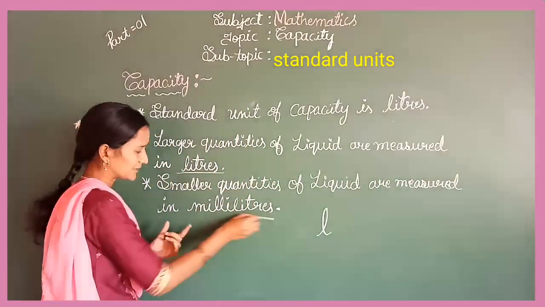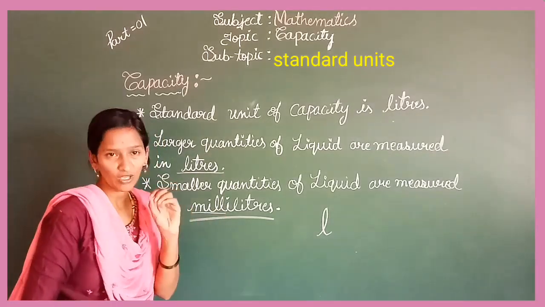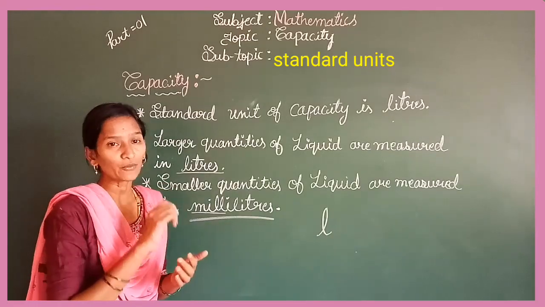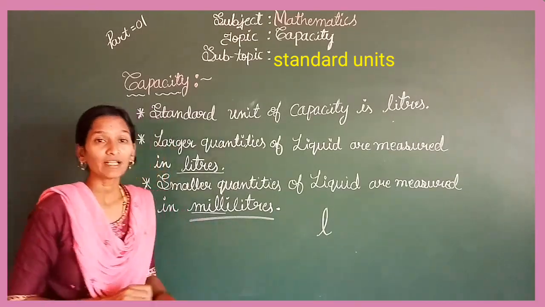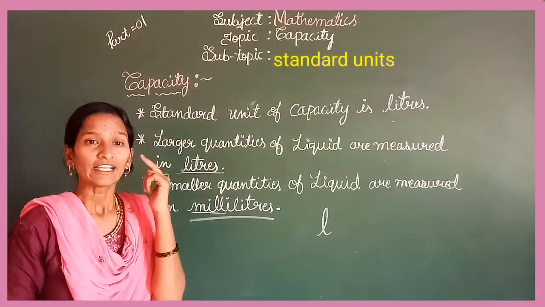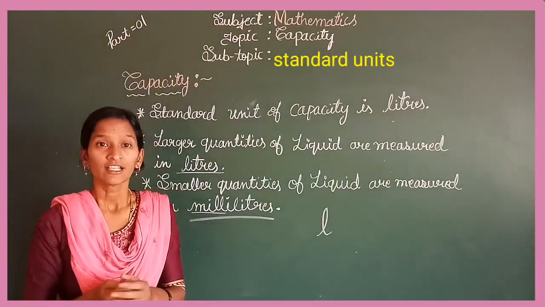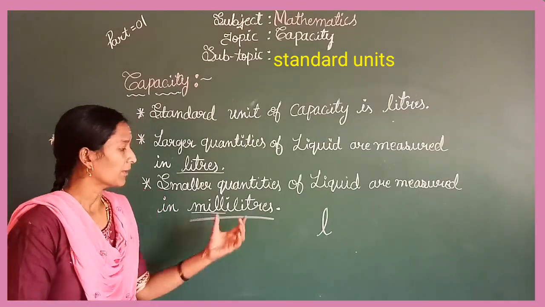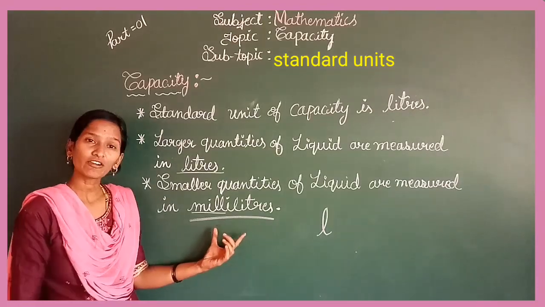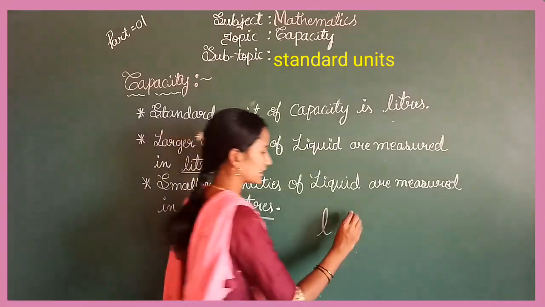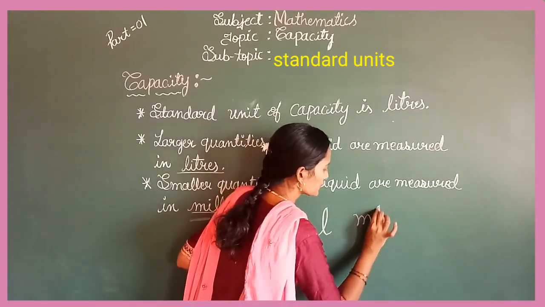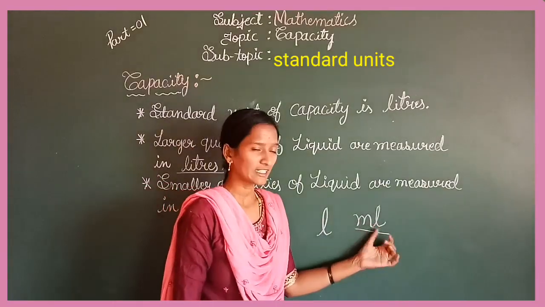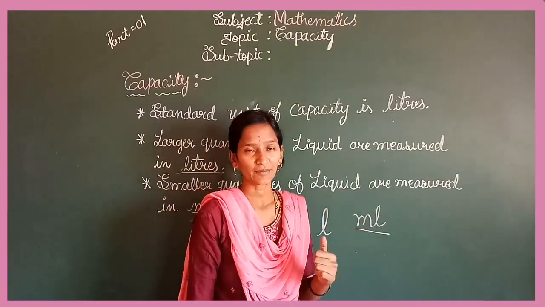Milli means small. So we use milliliter to measure the smaller quantities of liquid. For example, nostril drops, eye drops, ear drops, some hair oils, shampoos, and so on. These are all measured in milliliters. So what is the short form of milliliters? The short form of milliliter is small m and small l. Together you have to write small m, small l. This is the short form of milliliter.